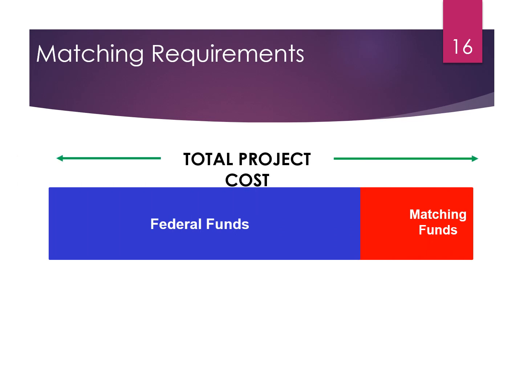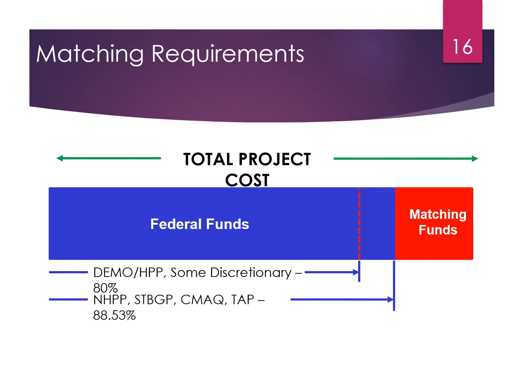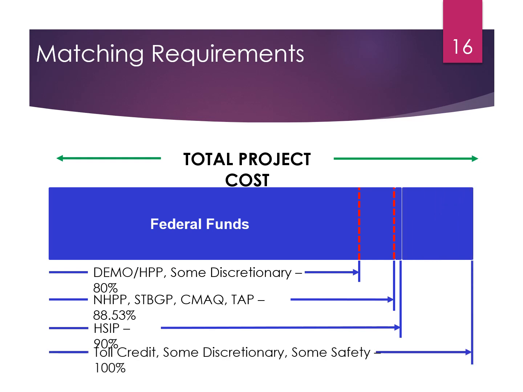Federally funded programs generally require the local agency to provide non-federal matching funds to pay for projects per 23 U.S.C. 120. Depending on the program, that will determine how much of the match the local agency will need to provide. Most require an 11.47% match.